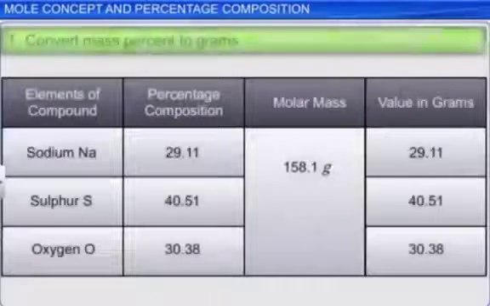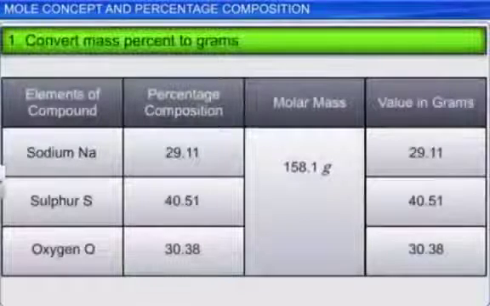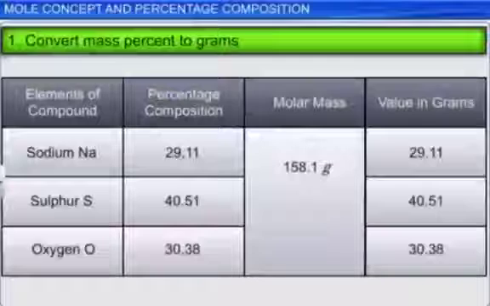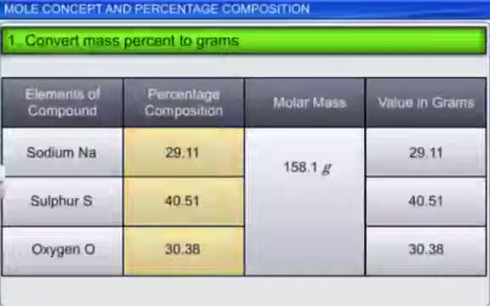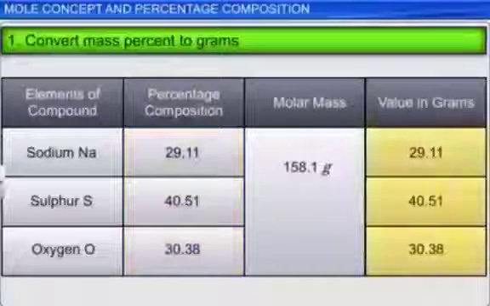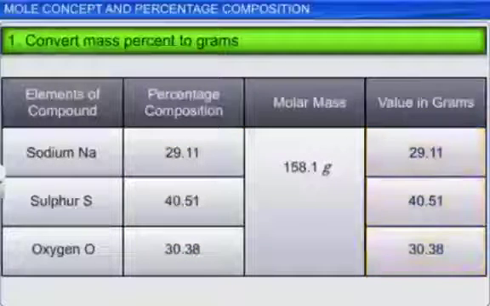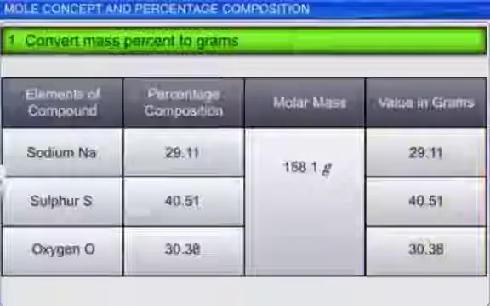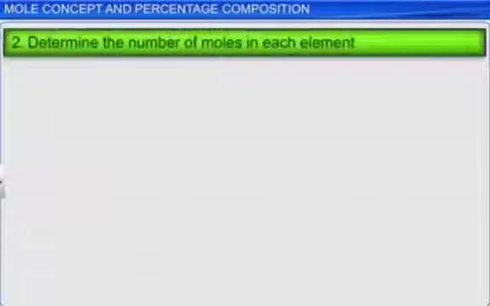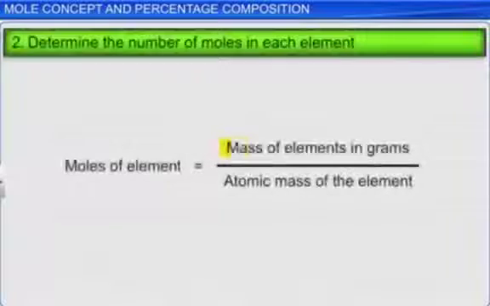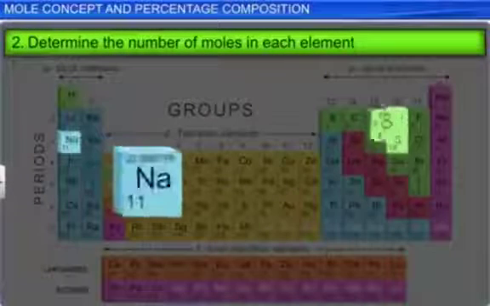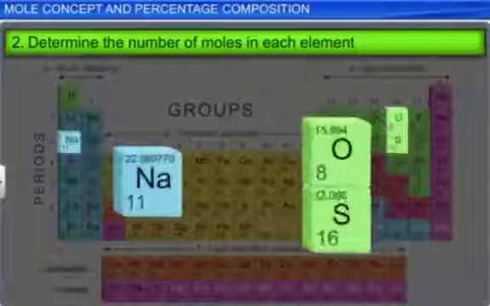First, we have to convert the mass percent to gram. As we have the values in mass percent, we can consider the value of the sample as 100 gram and then convert the percent values to gram. Next, we have to determine the number of moles in each element. Divide the mass of element in gram with the atomic mass of the element.